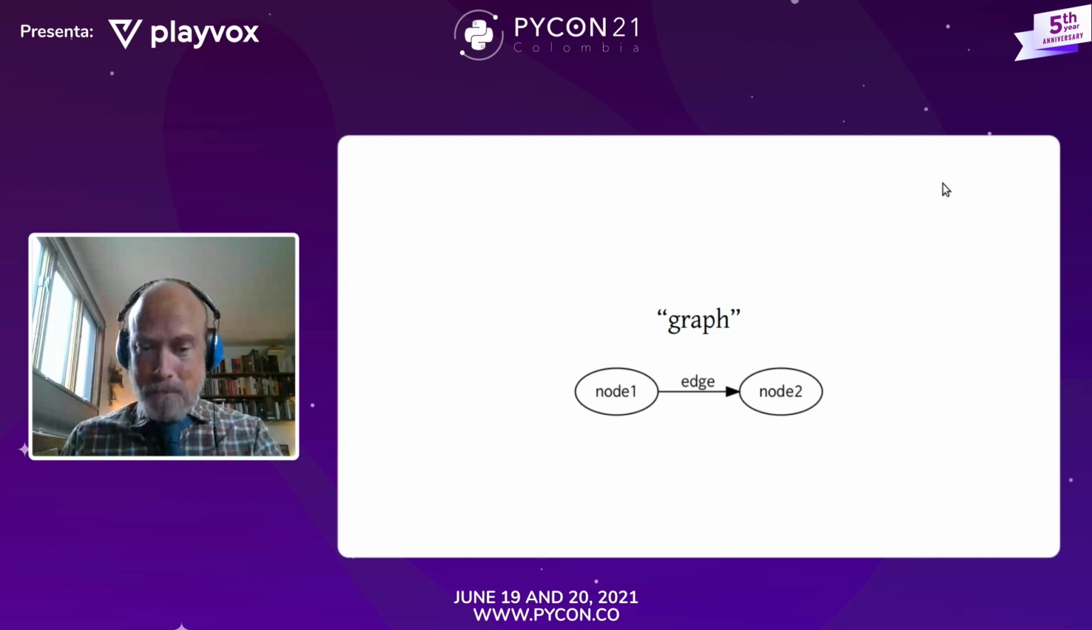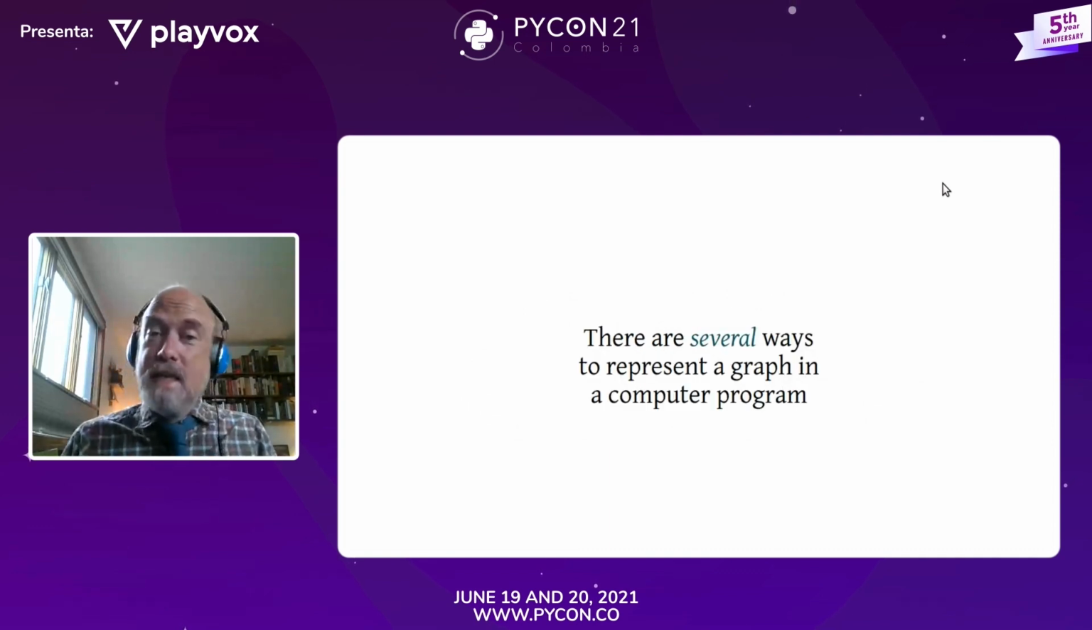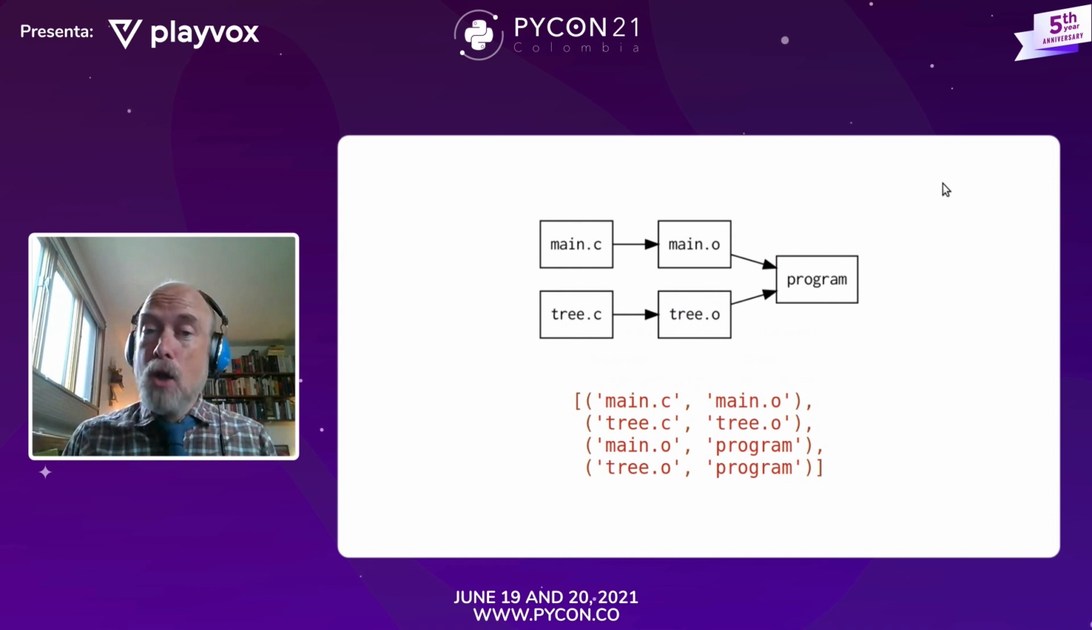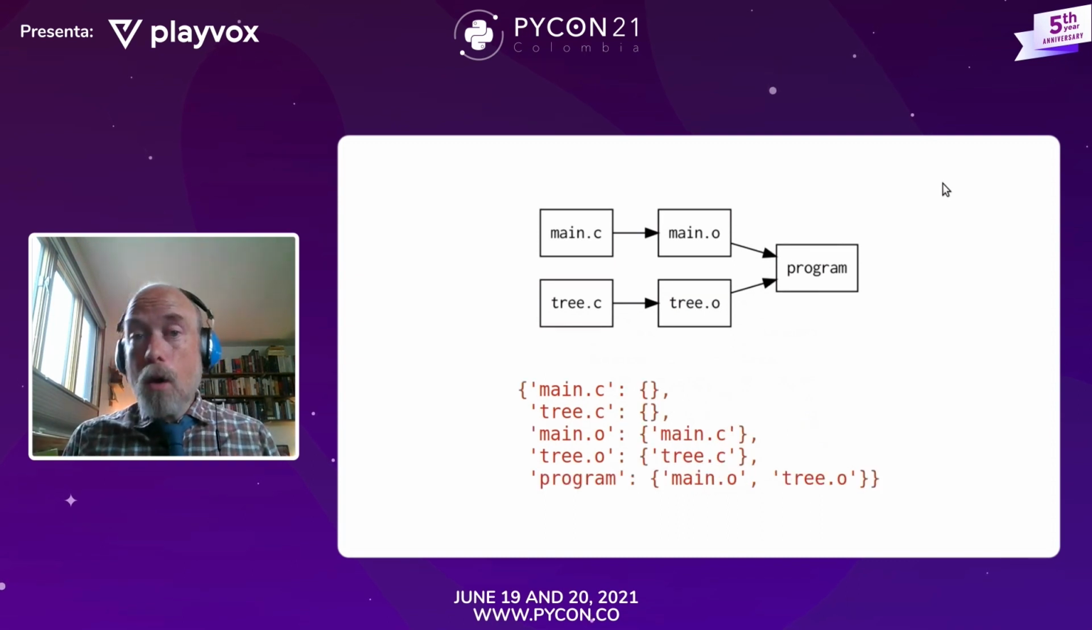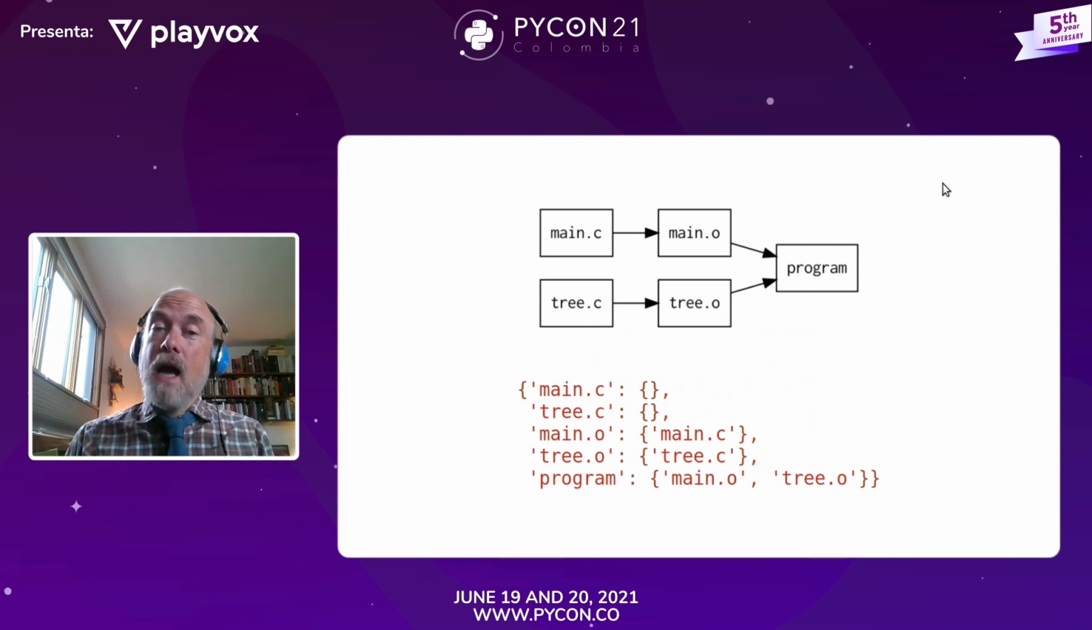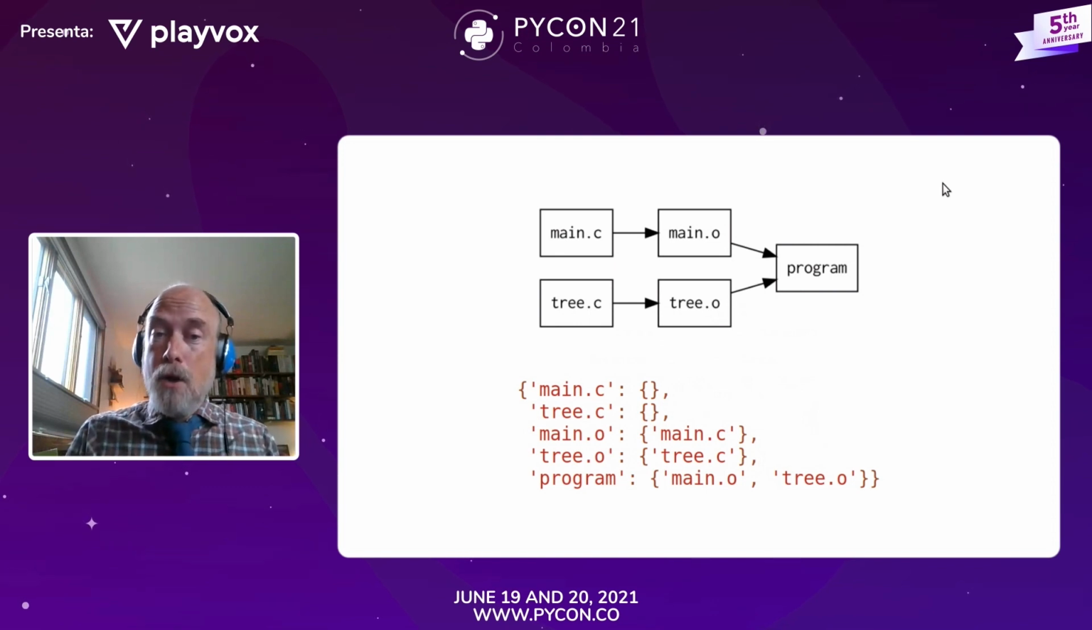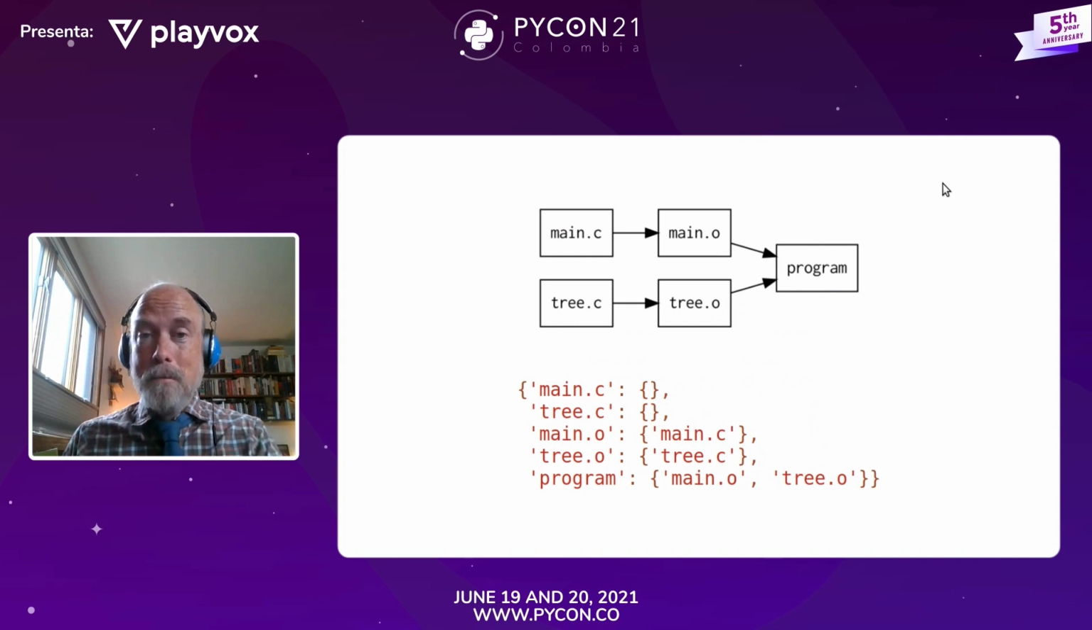This is a graph. There are several ways to represent a graph, nodes and edges, in a computer program. For example, given this small graph, we might in Python have a flat representation, where we have a list of tuples where every edge is represented by its head and its tail. Or we might choose another representation, a hierarchical one, a dictionary maybe, where each key is a node, and the value lists all the other nodes that it's connected to.